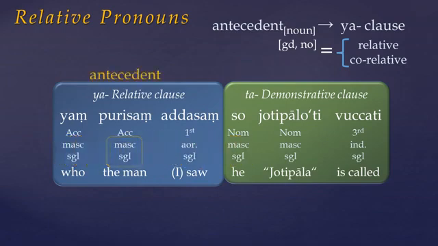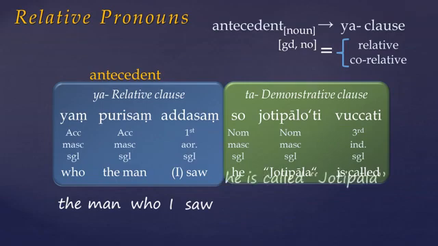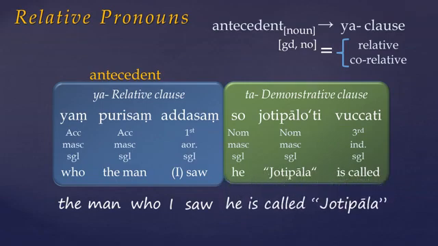So to reconstruct this in English, we place the antecedent at the head of the sentence, and then follow this by an appropriate relative term to embed the relative phrase, and then complete this with the demonstrative clause. Finally, we can often drop the correlative pronoun in English too. The man who I saw is called Jyotipala.